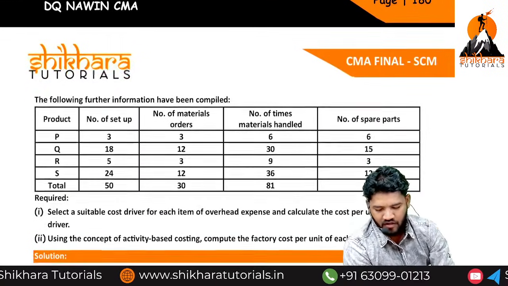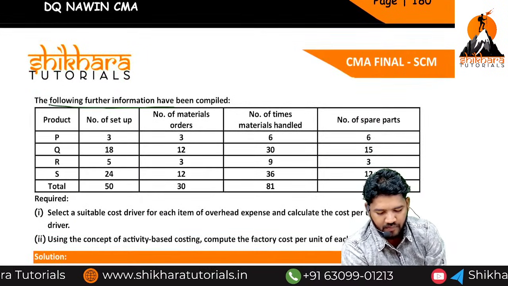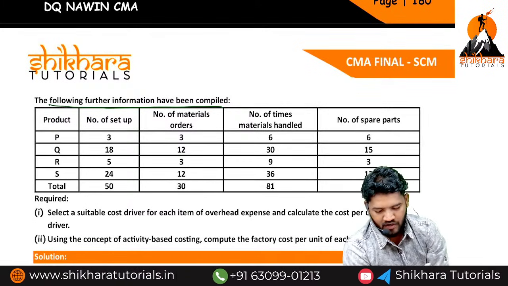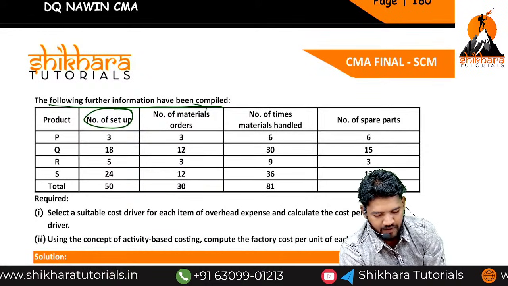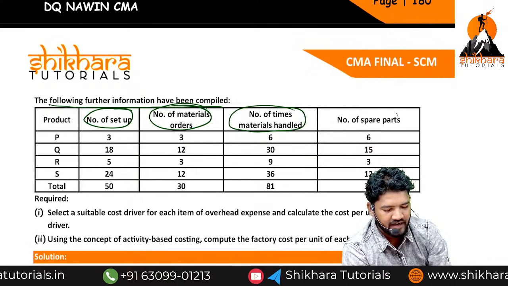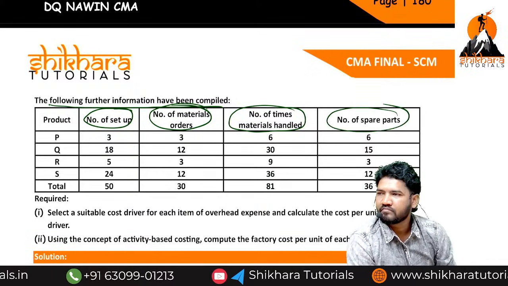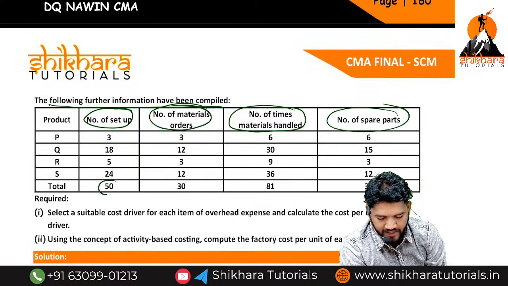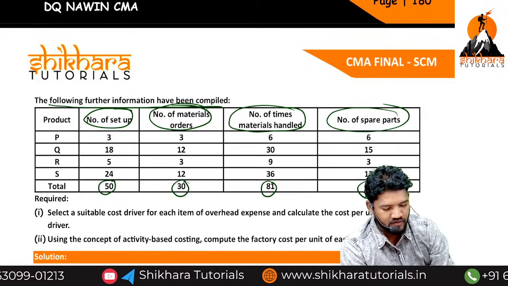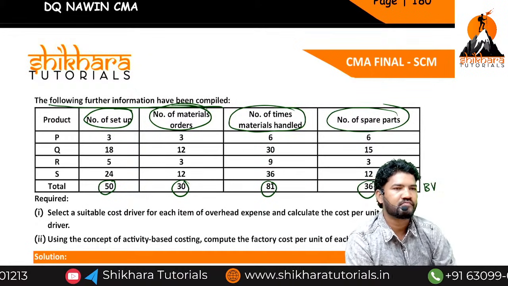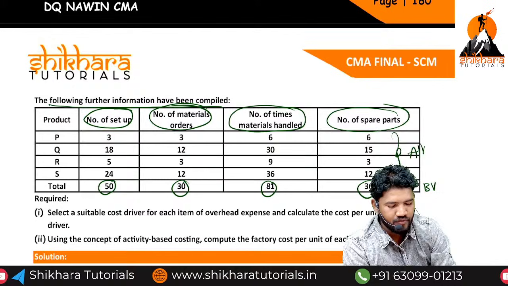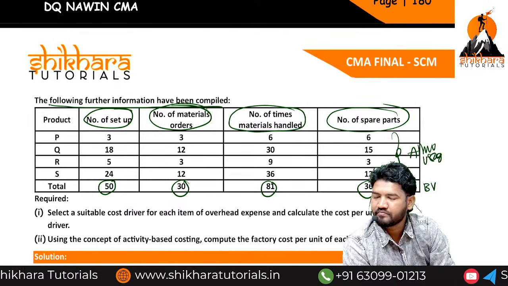Okay, then fine. Come to the following further information compiled relating to individual products. Number of setups is given, number of material orders is given, number of times material handled is given, number of spare parts is given. You can observe they already calculated the total. What is the purpose of the total? Budgeted volume. What about the individual? Allocation or usage purpose.